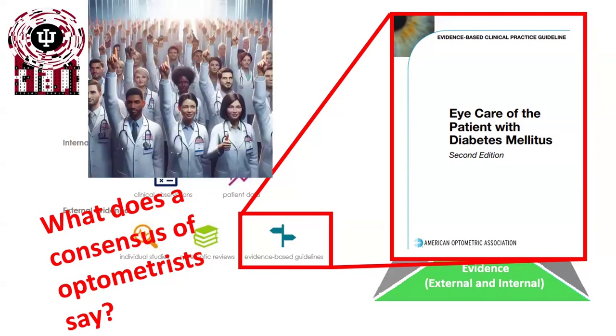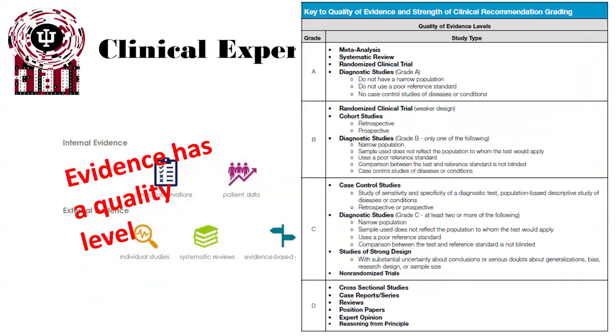These consensuses are done by getting the majority opinion of a group of doctors, typically well-experienced, well in practice for 20, 30, 40 years. Now, all of our evidence has a quality level to it. Here's a cutout from that same guideline we mentioned before. These are the evidence levels that they used when they were making their decisions for that evidence-based guideline on diabetic eye care.